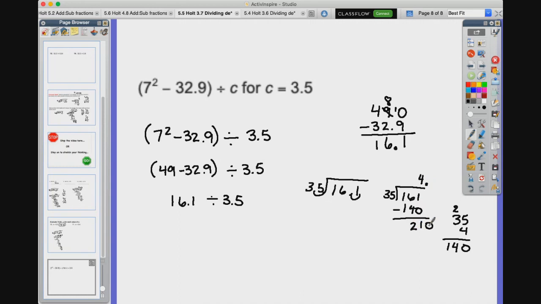35 goes into 210. Well, it goes into 140 twice. So if I add, I know 35 plus 35 is 70. So if I add 70 more, which is 2 more, that would give me 210. So I'm going to say 6 times. So I'm going to just add 70 onto this because that's 2 more 35s, and I get 210. So my answer is then 4 and 6/10.